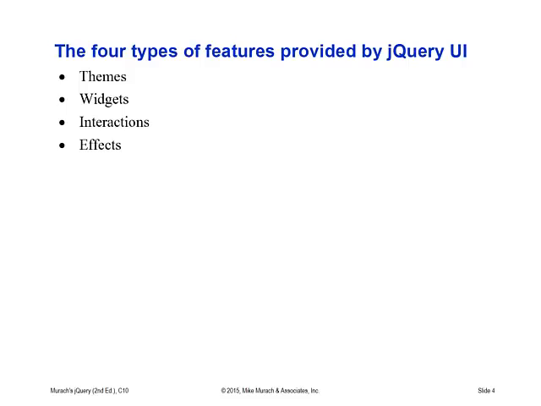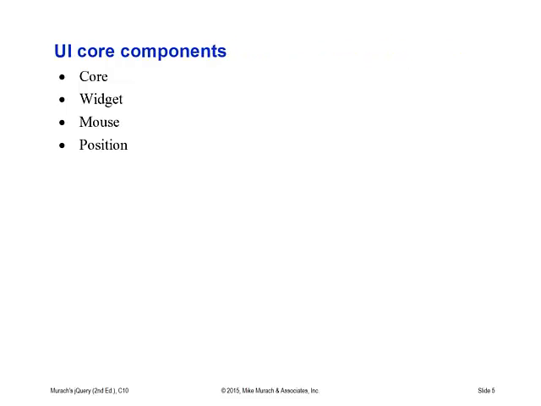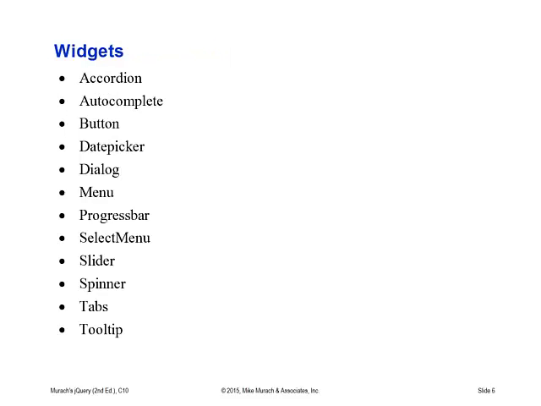4 types that we'll be covering under the UI: themes, widgets, interactions, and effects, as I noted. Core components involve the widget, the mouse, the position, and core. Common ones that I just mentioned from the jQuery UI website. It's pretty much this versus a few others.